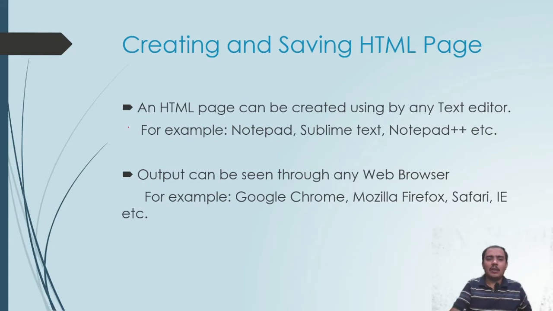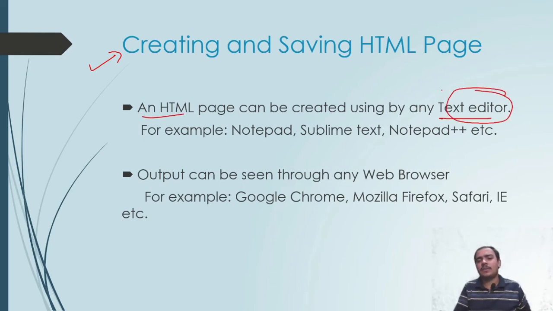Now let's see how we will create and save these programs, and how we will save the output and check the output. Well, for working with HTML, first of all, we need a text editing software. This text editing software will help you to save, edit, and create your HTML files.